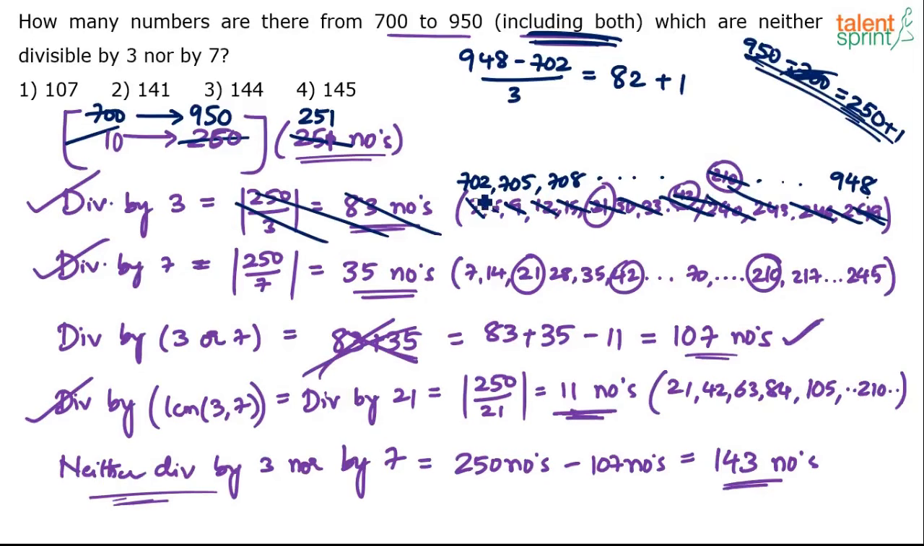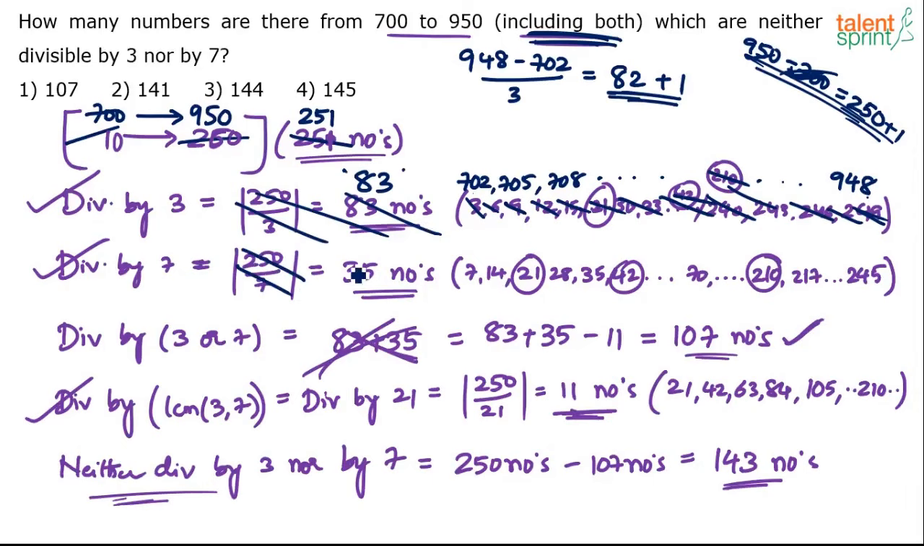What I explained earlier, right? From 948, if I subtract 702, I am getting the difference of these two, which is 246. 246 when I divide by 3, I'll get 82 numbers. But then 702 was excluded from my list. So that 702 is also a multiple of 3, right? So 82 plus 1, 83. So this will remain 83 only, luckily.